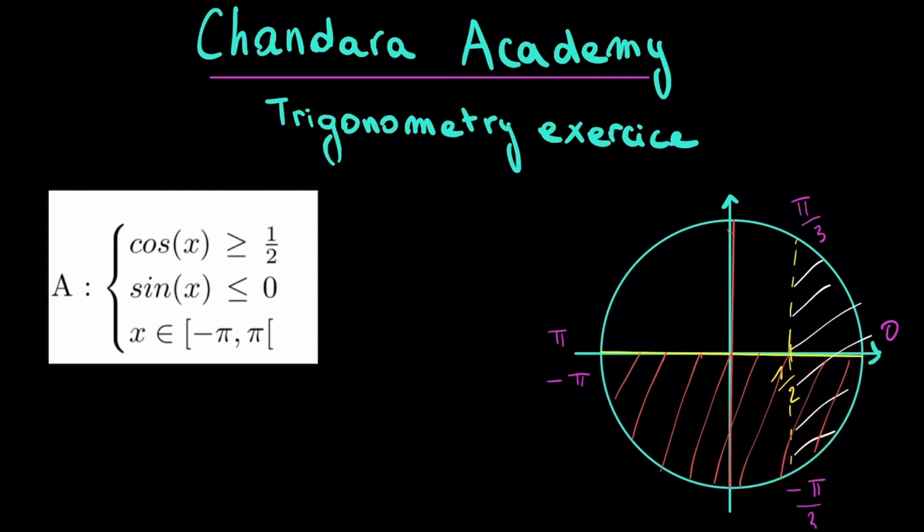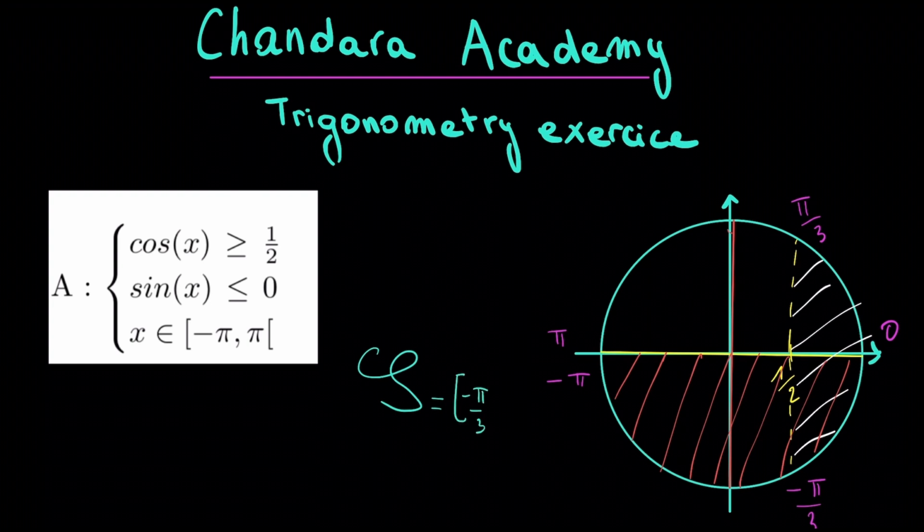So let's write the solution. It will be this interval from minus pi over 3 to 0, minus pi over 3, 0. And we include both values because we include the equality in our inequations.